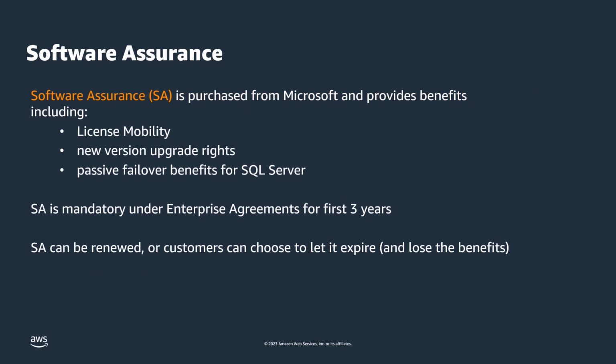Now, if you're not familiar, software assurance is purchased from Microsoft and provides customers a number of benefits, including license mobility, the right to upgrade to new versions upon release, and passive failover benefits for SQL Server. Software assurance is mandatory under enterprise agreements for the first 3 years. After those 3 years are up, the customer can either renew software assurance or let it expire and lose the benefits. Under other programs like Open Value, for example, customers have the option to purchase software assurance or choose not to. The best way to find out if a customer has active software assurance is just to ask them. If they're not sure, we can always review a Microsoft license statement, often referred to as MLS for short, but most customers do know whether they have software assurance on their licenses.